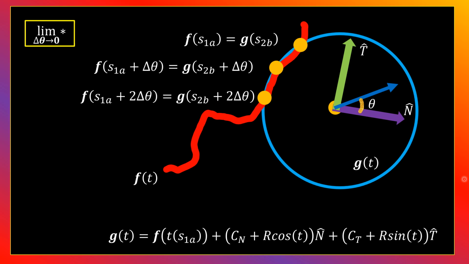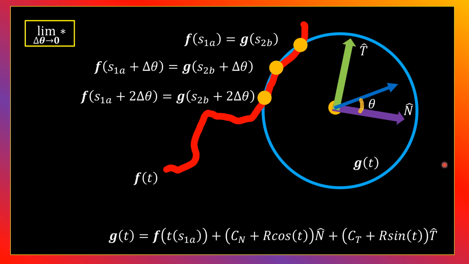So we have the equation for g of t expressed in terms of n hats and t hats, which are orthogonal unit vectors on the osculating plane. And we can also express g of t as a function of its arc length s2. So basically s1 is the arc length of f of t, and s2 is the arc length of the g of t.